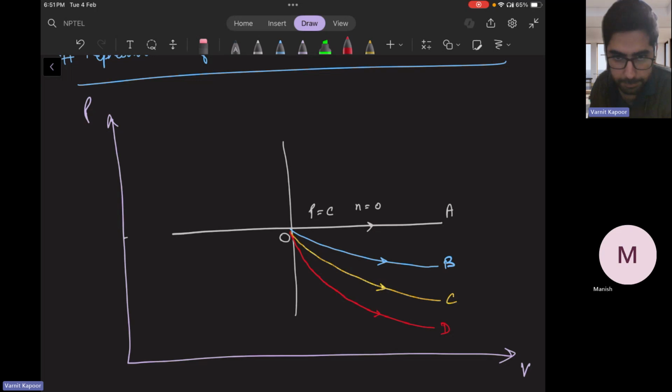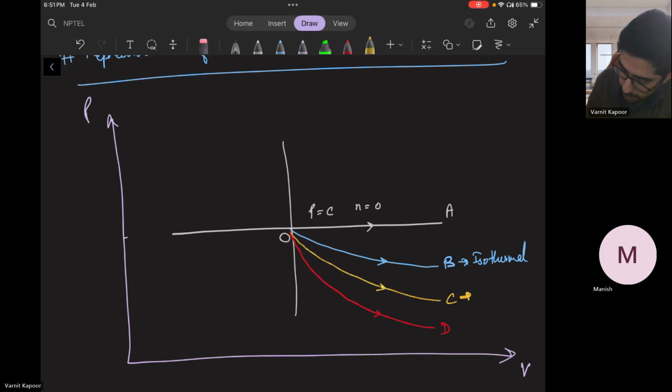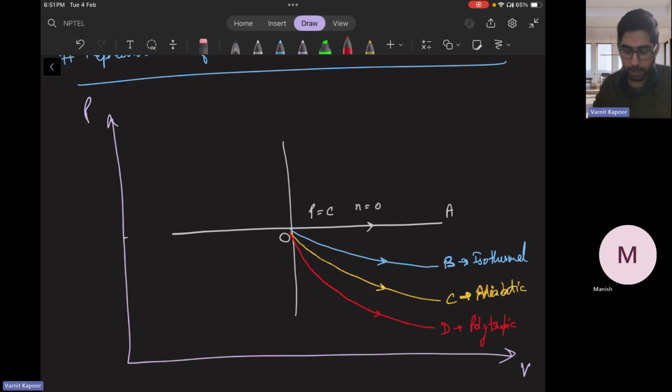Volume is increasing in all of the aspects. So first is pressure equal to constant. Second is isothermal. Third one is adiabatic. Last one is polytropic. Now the question might come, why is the slope of polytropic higher than adiabatic, and adiabatic higher slope than isothermal. The last process, this process also we should write.